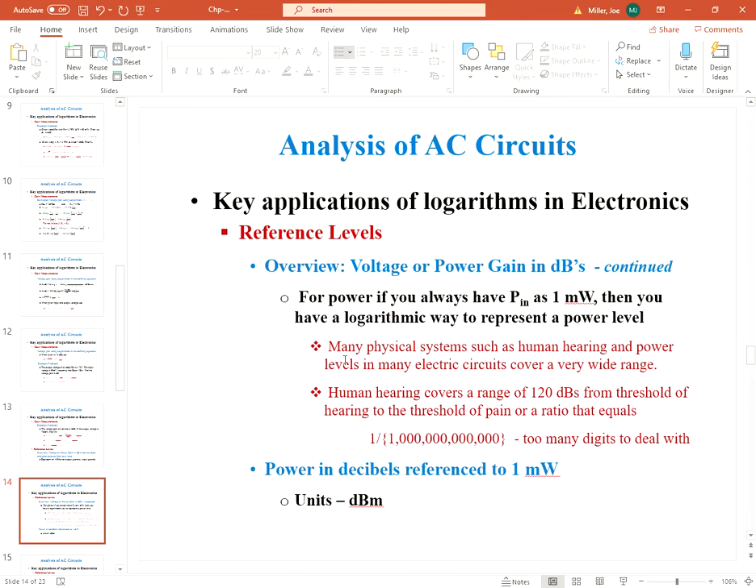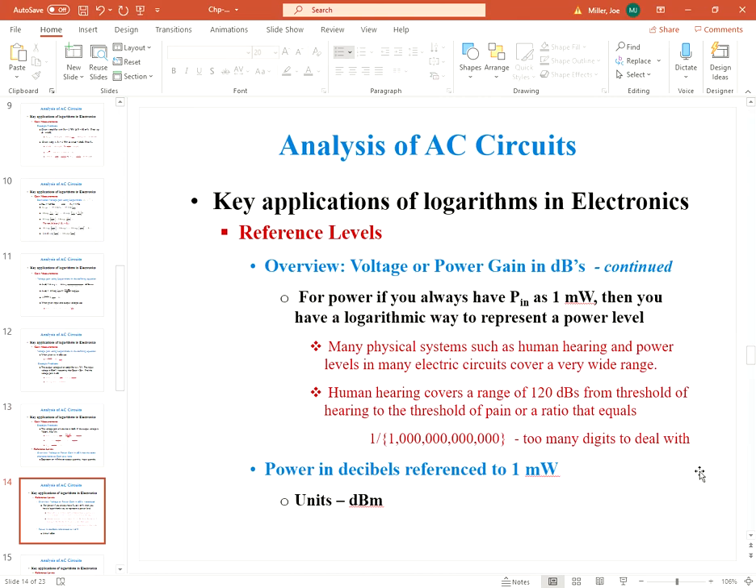Another reason is many physical systems, such as the human ear or power levels in electronic circuits, cover a very wide range. For example, human hearing covers a range of 120 dBs from the threshold of hearing, that is where the sound is so low you can just first hear it, to where the sound is so loud it causes pain in your ears. And 120 dBs is 1 followed by 12 zeros. You could easily write 11 or 13 and not know you made a mistake.